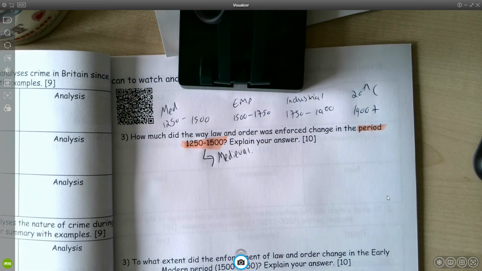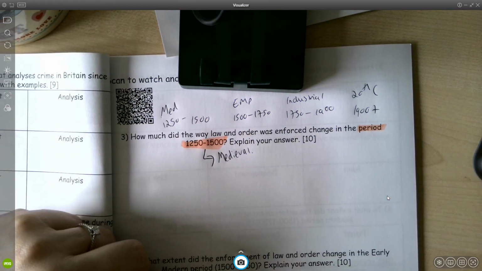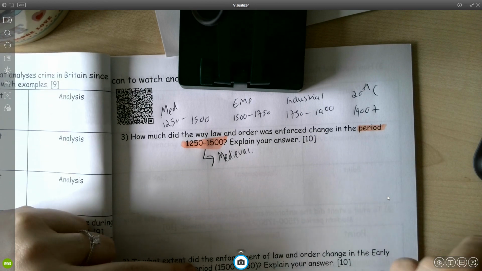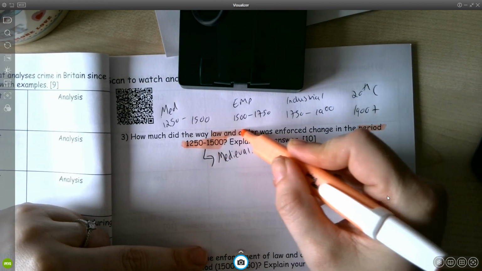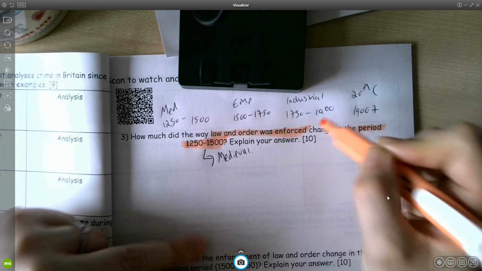And you are also looking for what section is it. So is it crime? Is it law enforcement? Is it punishment? Now it says here law and order was enforced. So that is law enforcement.